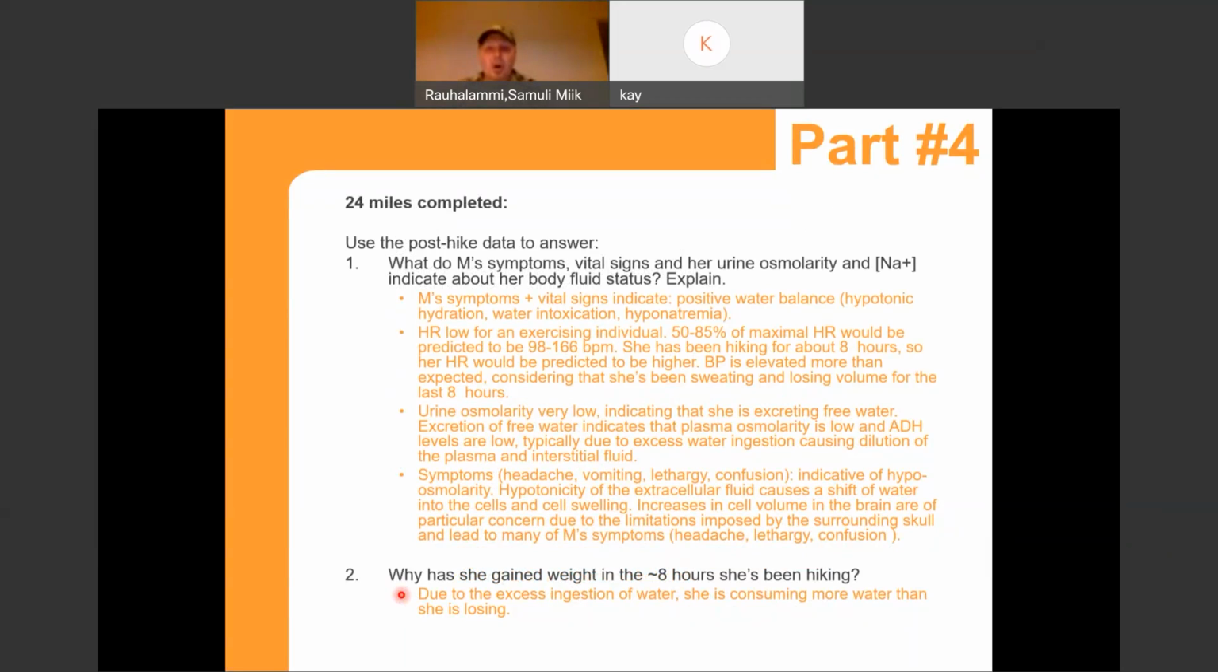So she is over-watered, if you wish to say that. We could use a clinical description of saying that Maria is now suffering from water intoxication. Because of water intoxication, we're seeing all these signs and symptoms: headache, vomiting, lethargy, confusion. They tell us that she is intoxicated.